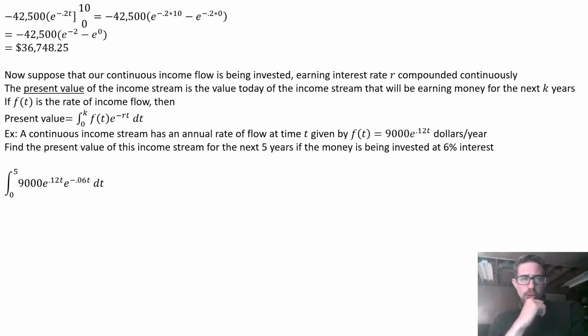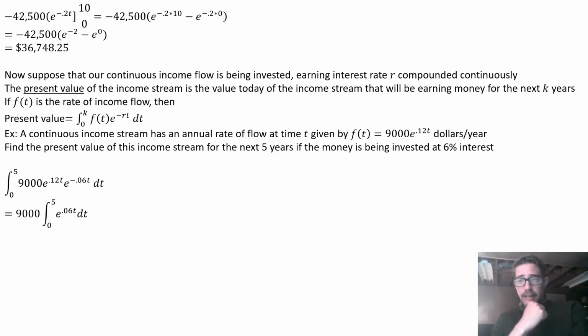So we'll do a little bit of algebra first. First pull the 9,000 out, right? That's a good habit. And then just remember how exponent rules work. e to the 0.12t times e to the negative 0.06t, you add those exponents. So really it's 0.12 minus 0.06, which is positive 0.06.